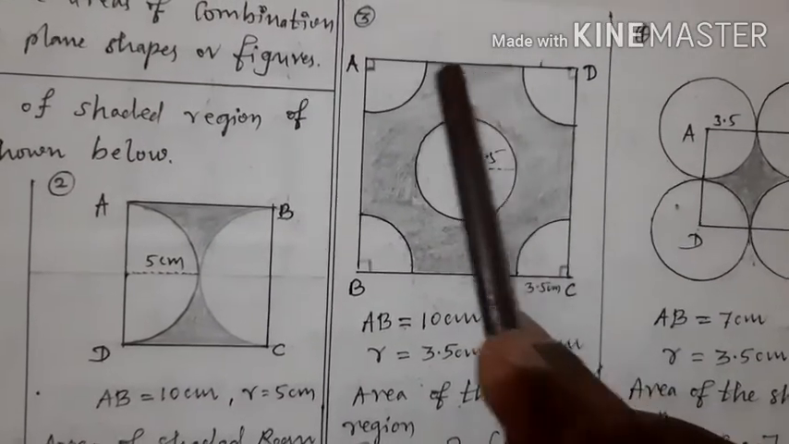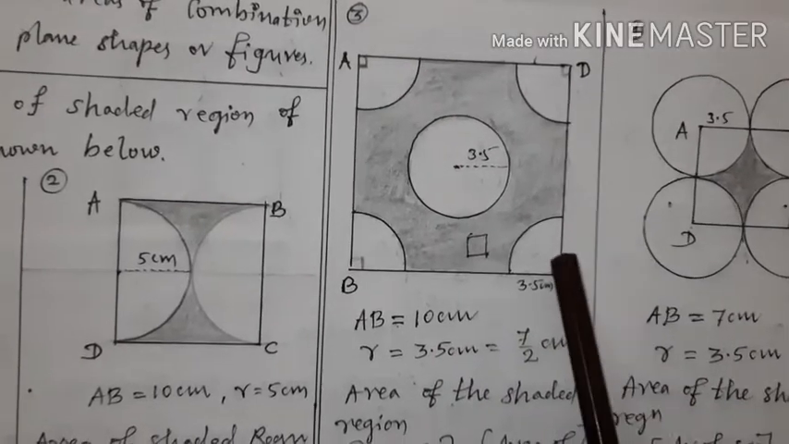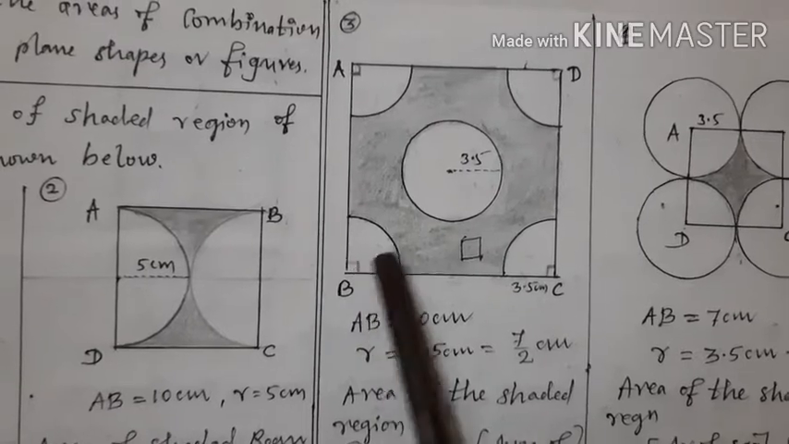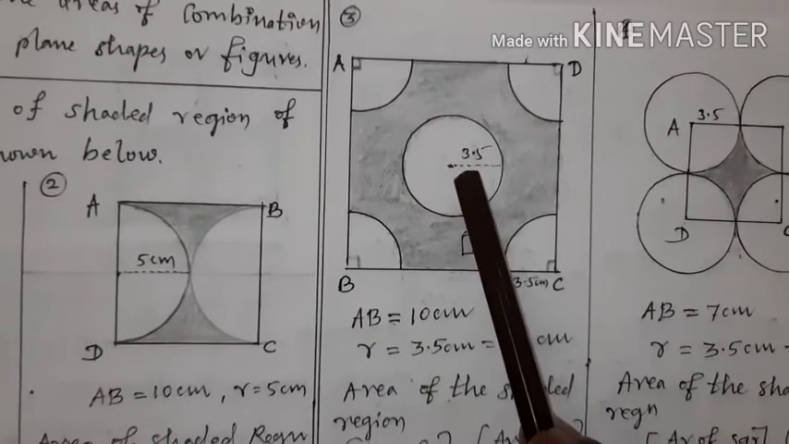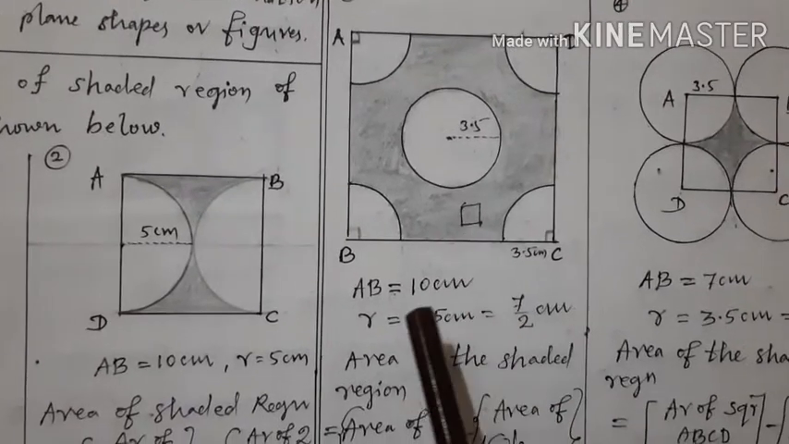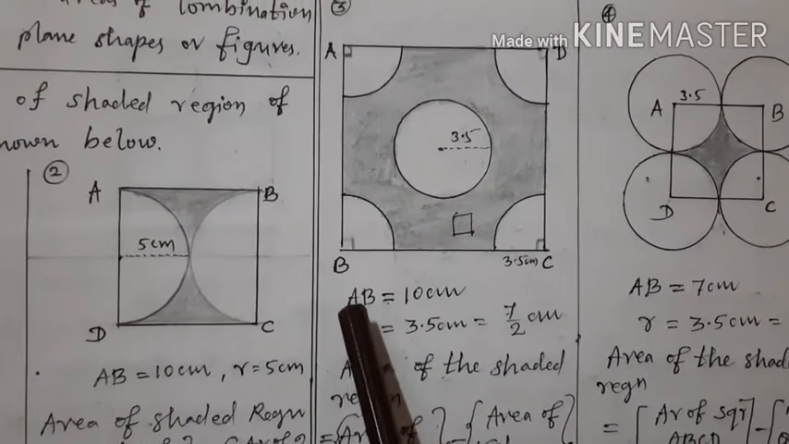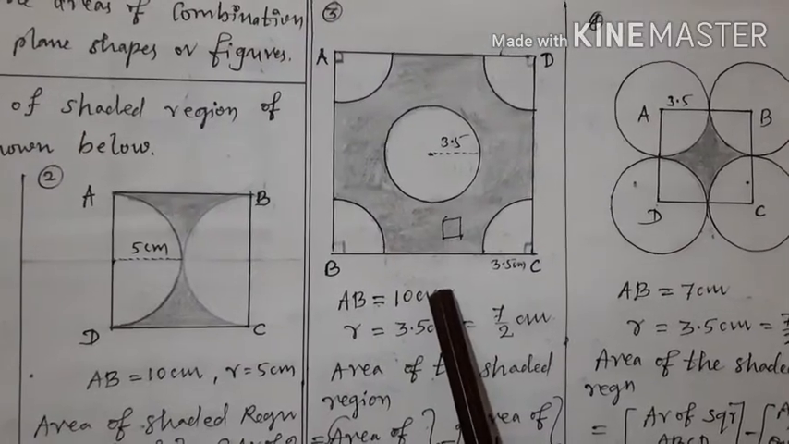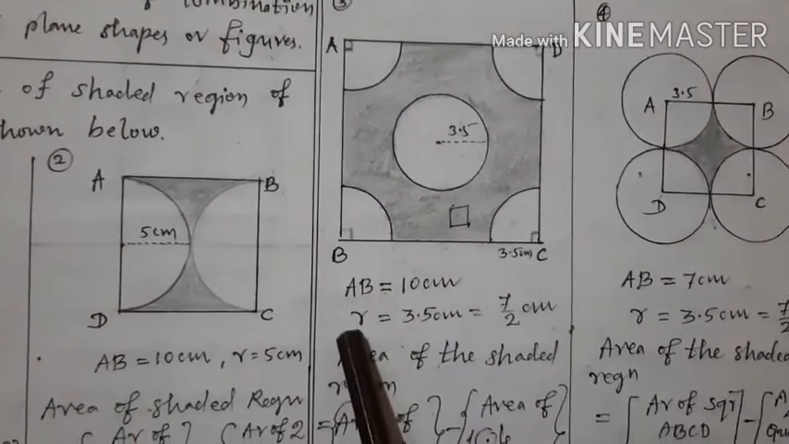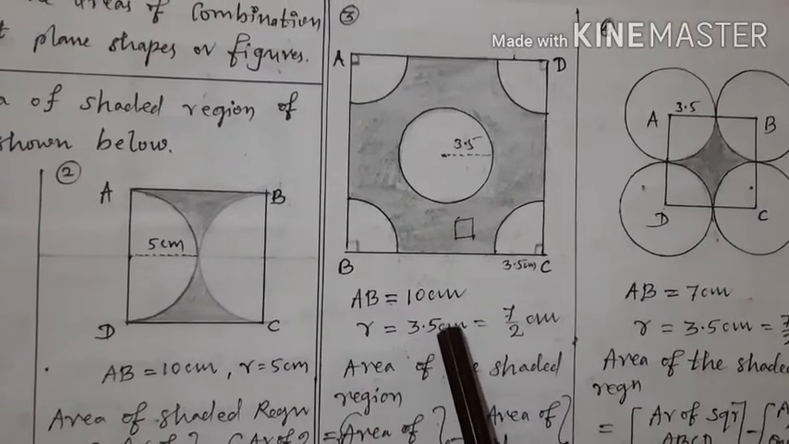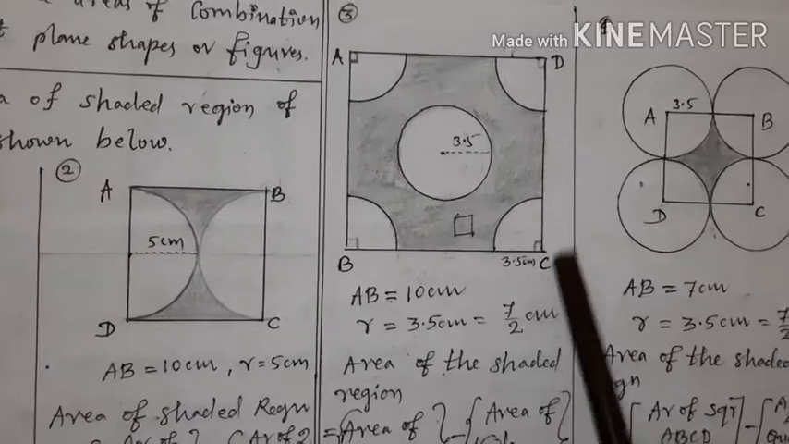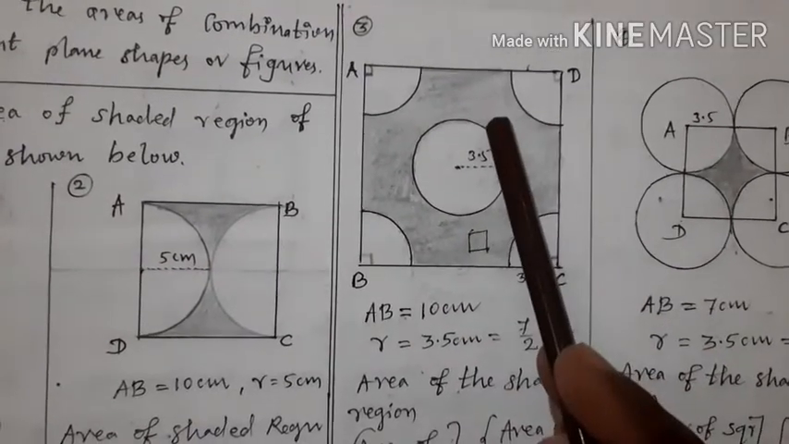Let us come to one more very interesting and nice figure, which is the combination of a square and 4 quadrants at each vertex of the square and one circle at the center. Here they have given the length AB of the square is 10 centimeter and the radius r is equal to 3.5 centimeter. I can take it as 7 by 2 centimeter. How to find the area of the shaded region?